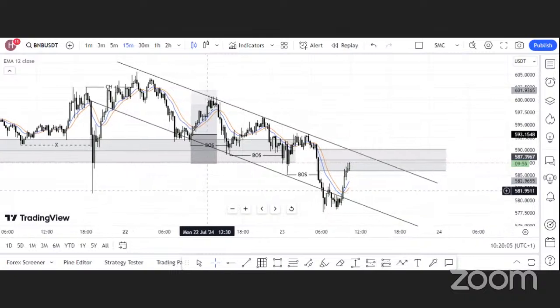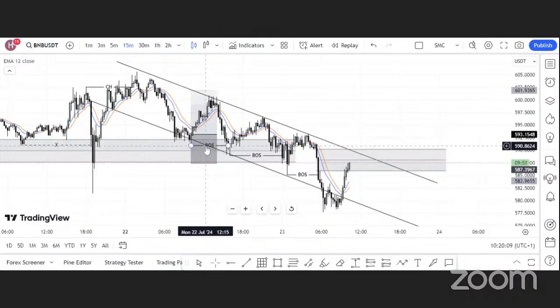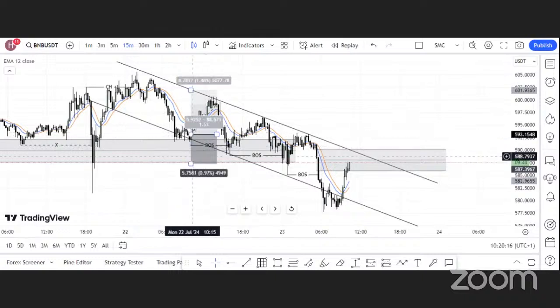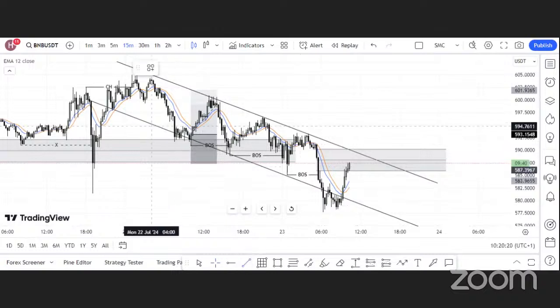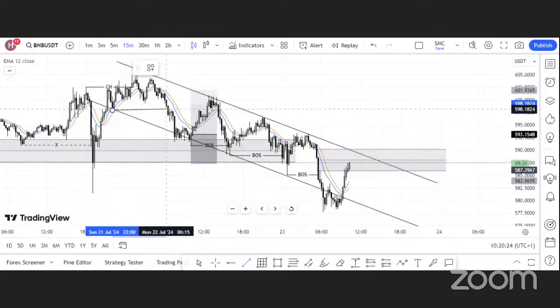Now that we have break of structures, this is a well-leveled break of structure. How is it a well-leveled break of structure? Because as you can see, it's not just one break of structure, we have multiple break of structures. I think it's more than three. So we have this first one here.